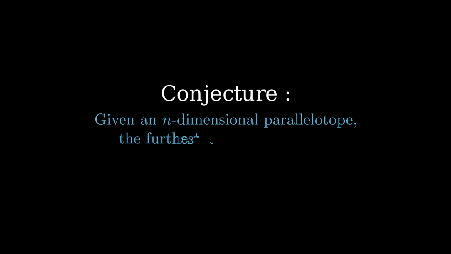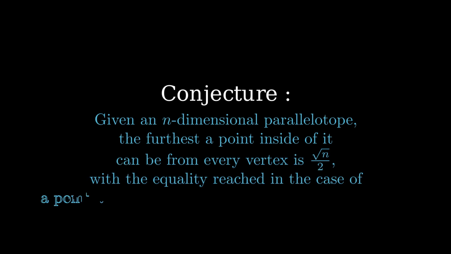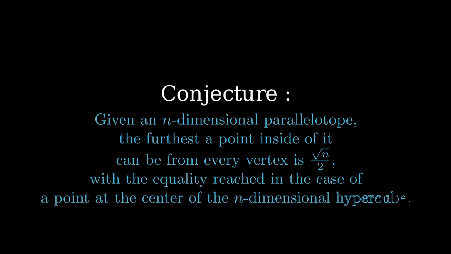Here's how you might state it. Given an n-dimensional parallelotope, the furthest a point inside of it can be from every vertex is square root of n over 2, with the equality reached in the case of a point at the center of the n-dimensional hypercube.